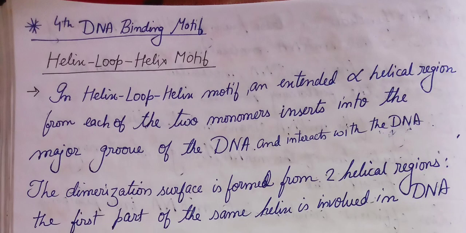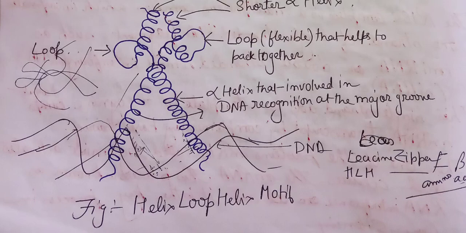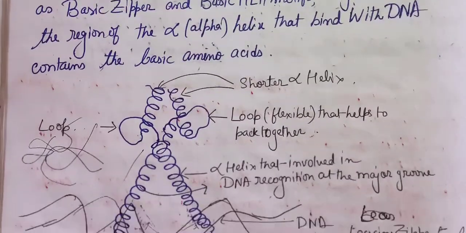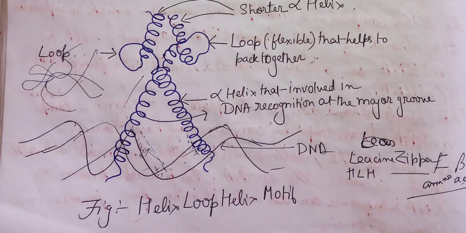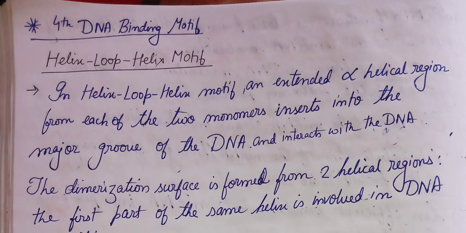That is what they are saying: in this helix loop helix motif, an extended alpha helical region from each of the two monomers inserts. As you can see, this extended alpha helical region of these two monomers inserts and interacts with the major groove of DNA.